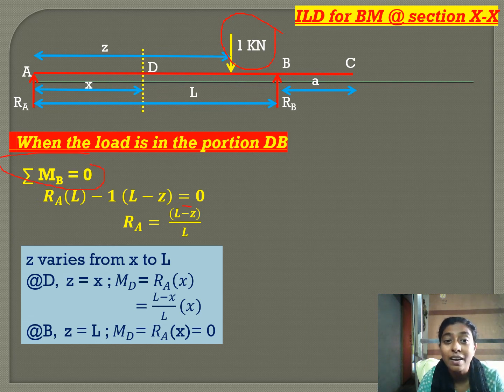Similarly, when the unit load is in the portion DB, we take sigma MB is equal to 0 to find RA, because the unit load is to the right of the section, so we will consider the summation of moments to the left of the section. So at D, Z is varying from X to L, and the bending moment is equal to RA into X. This RA into this distance X. So we will get MD.